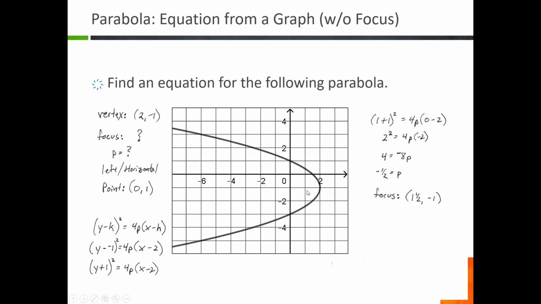If the focus is on the inside, the directrix is on the outside, and it's going to be a vertical line this time. And it would be 1/2 of a unit to the right. So it would be here at 2.5. It would be a vertical line, x equals 2.5.